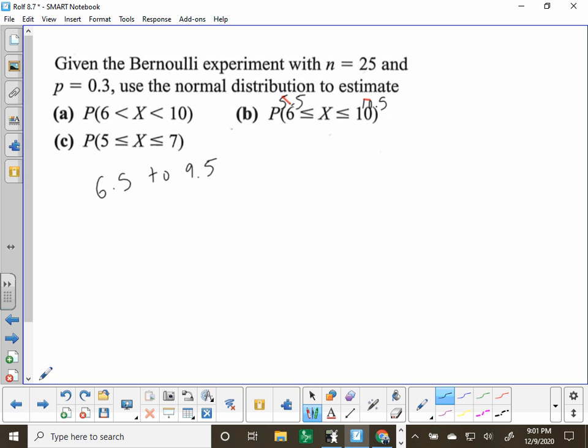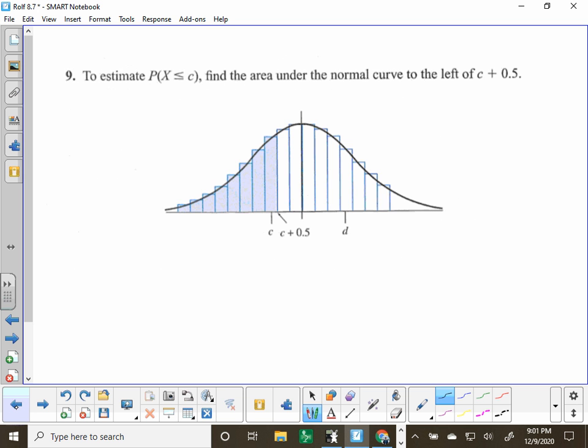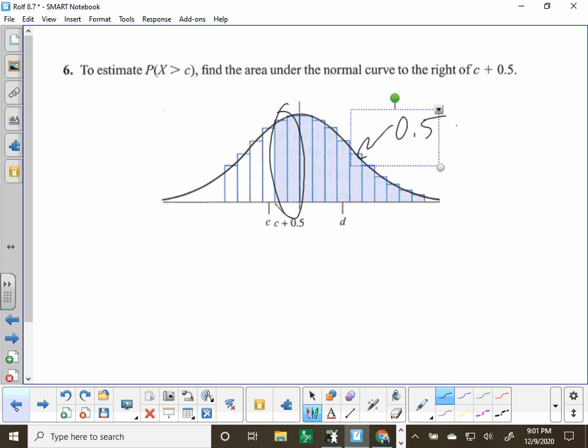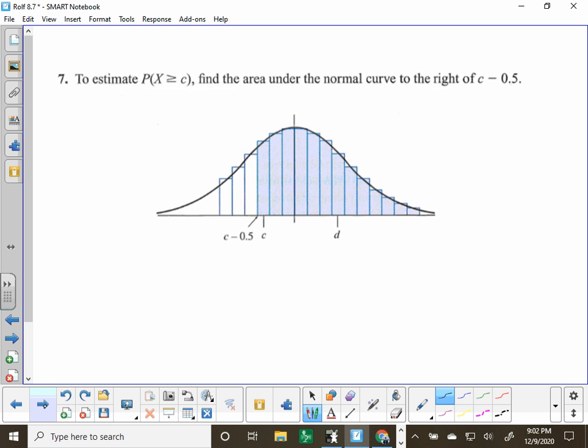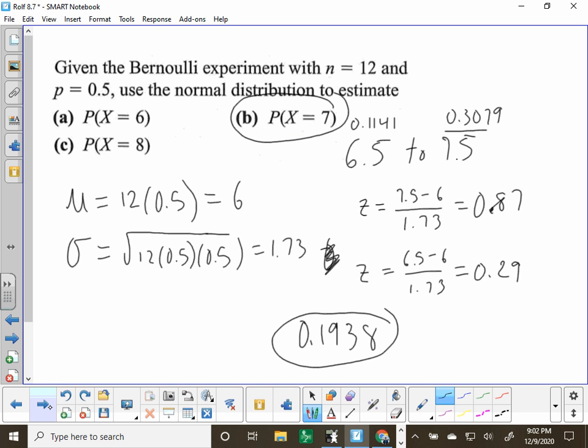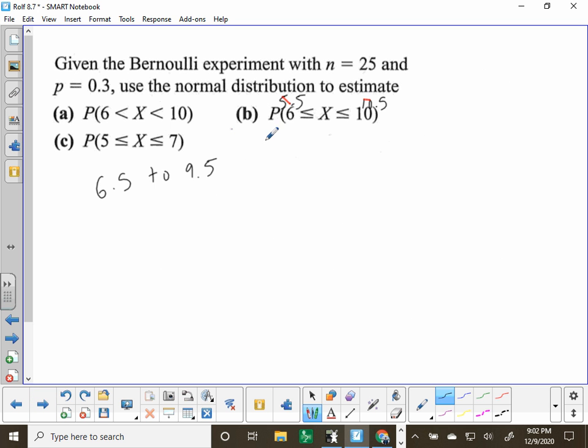Okay, so it's this idea back here when you're going between two things. So there's C, where I had to go up a half on C, and then D, I had to go below a half on D. So this is the one we're doing right here, this situation. And then this one would be 5.5 and 10.5. Okay, I got that straightened up.